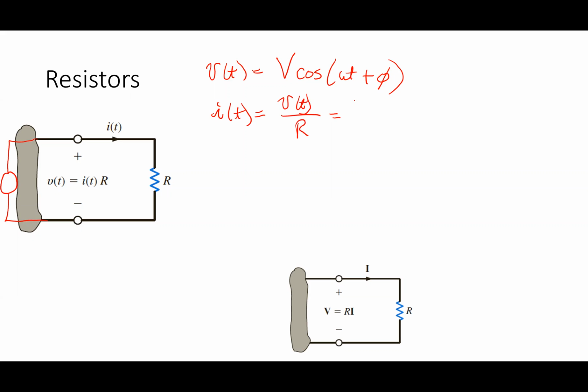Right. So what does that become? Well, V over R, the amplitude's different. Do I change anything about that cosine? No. It's cosine omega t plus phi.